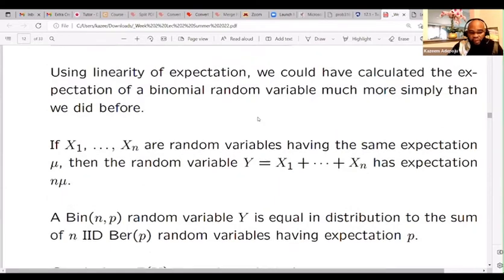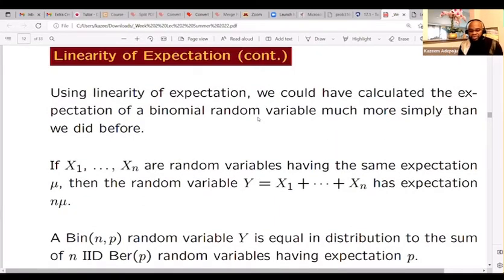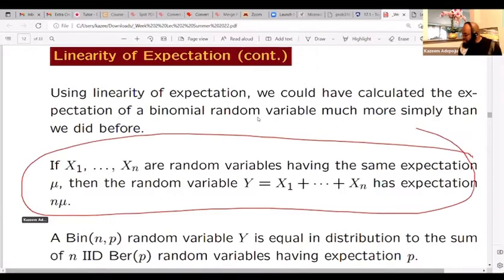Now we want to apply the linearity to distributions. You remember yesterday when x1, x2 up to xn, each of them follow a Bernoulli distribution, of course the sum of that is actually going to be binomial. But I basically want to do this now. If you take a look at this, when x1, x2 up to xn are random variables and they have the same expectation.